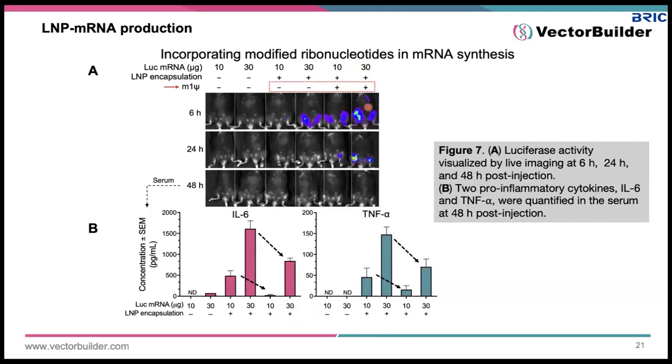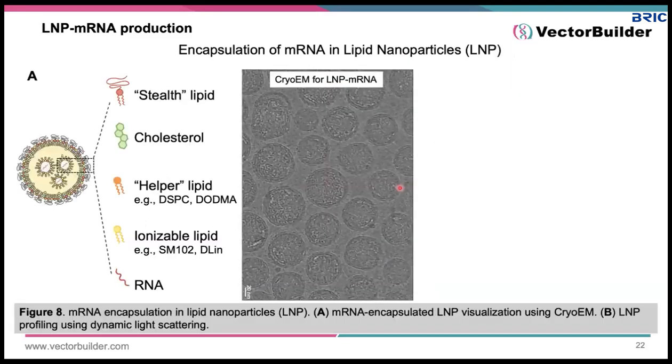Now you will find that the expression of the luciferase is even further improved. And also at 48 hours post-injection, the pro-inflammatory cytokine expression is also reduced when the mRNA is modified. So that really summarizes the 2 reasons for using modified nucleotide in mRNA production. First, it increases the expression of the mRNA, and second, it reduces immunogenicity of the mRNA.